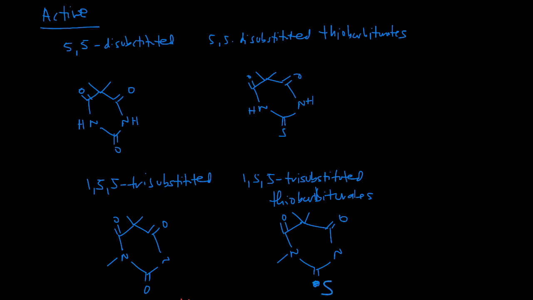And you also have the sulfur here. So disubstituted means 2 substitutions. Tri-substituted means 1, 2, 3. Tri-substituted, thio means sulfur. So if you add a sulfur group, it's more active. So adding more methyls increases the activity.